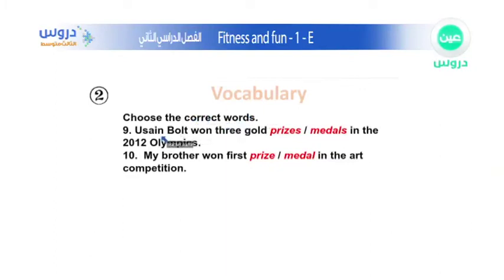Choose the correct word. Usain Bolt won 3 gold prizes or medals in the 2012 Olympics. Medals? Medals as well? You've seen Bolt? Do you know this guy? Oh yes, he's the fastest man on earth. He's so fast, Sarah. You can Google this name after finishing the class, inshallah, and watch some videos of him.